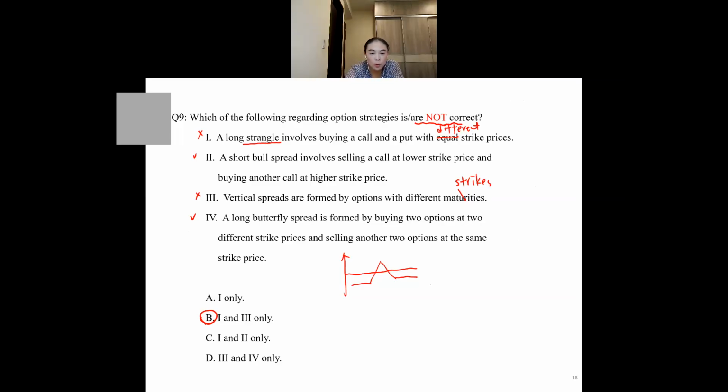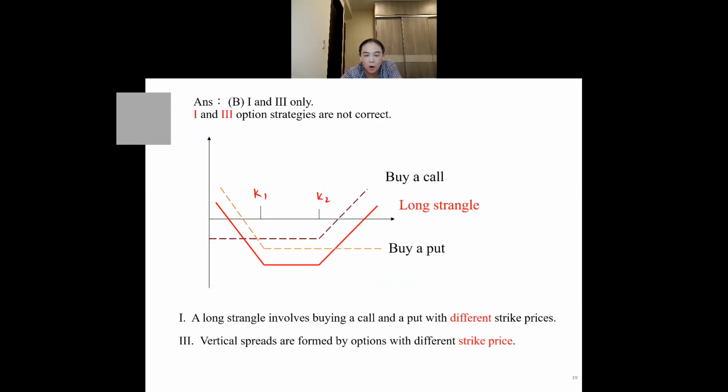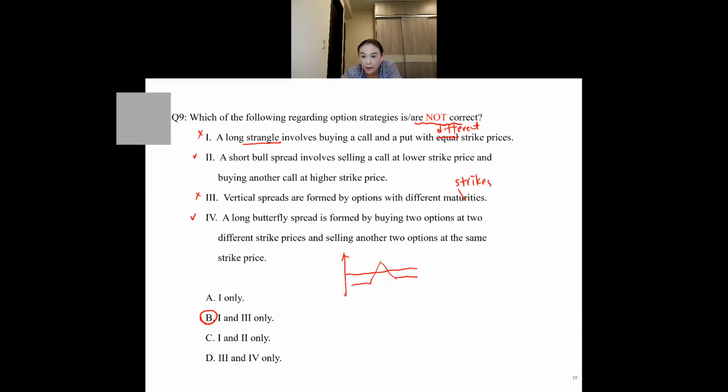Second one, a short bull spread involves a short. The one we learned is a long. So basically a short bull spread involves selling a call with a lower strike price and buying a call with a higher strike price. That's correct, because the normal bull spread is selling one with a higher strike and buying one with a lower strike. This is the opposite, so it's a short strategy. That's correct. The third one, vertical spread, is options with different strikes, right? With different K. So the third one is wrong.